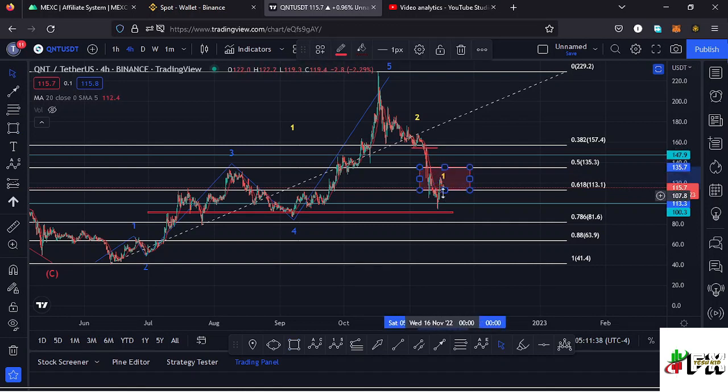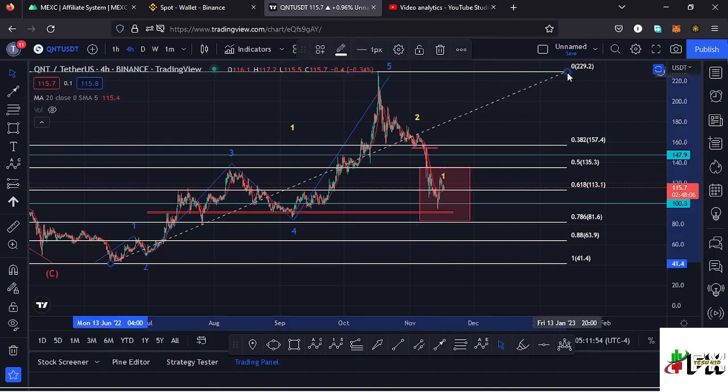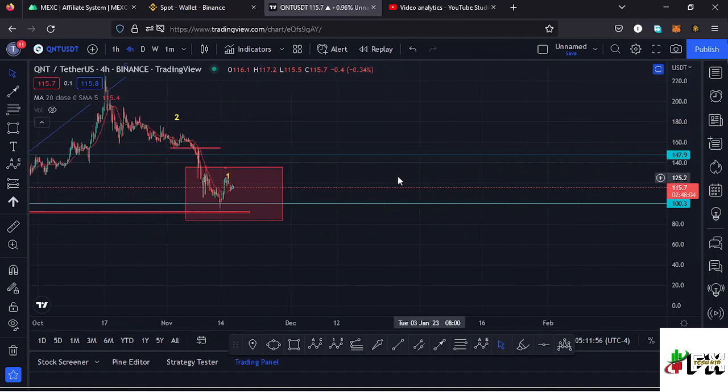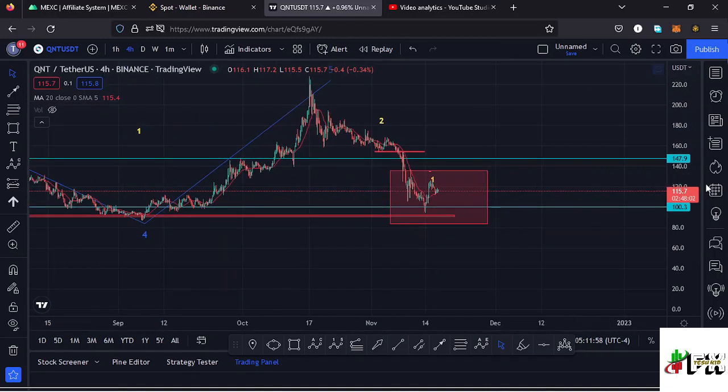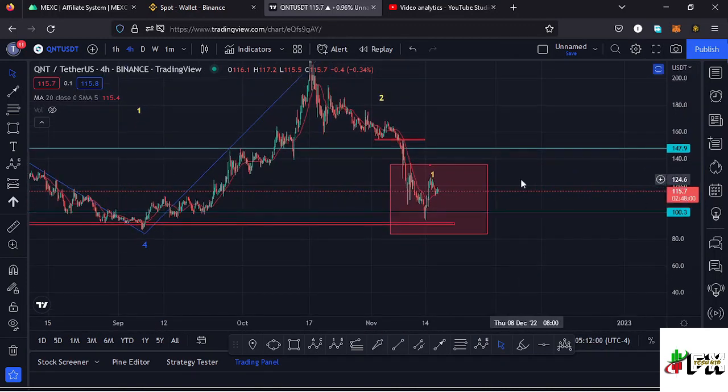And now that we have managed to break out of the target area that is between the fib level 0.5 and the fib level 0.618, I can now extend that target area back to around the fib level 0.78 fib level, and that is at around the $81.6 mark. And you can see at the moment we are seeing a reversal to the upper side, meaning there are chances that the low for that second wave might be in.